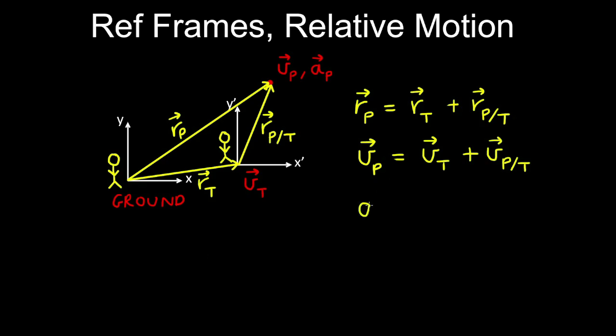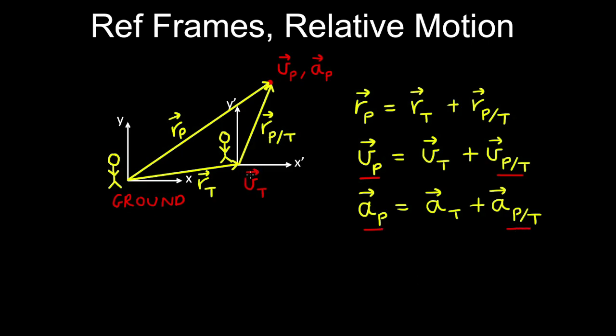And if we differentiate again, we get the acceleration of the particle is equal to the acceleration of the translating reference frame plus the acceleration of the particle measured from the translating reference frame. So in other words, an observer in a stationary frame will see a different velocity of the particle compared to the observer in a translating reference frame. And the same applies to the accelerations.